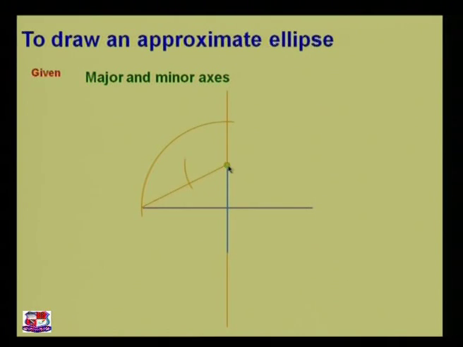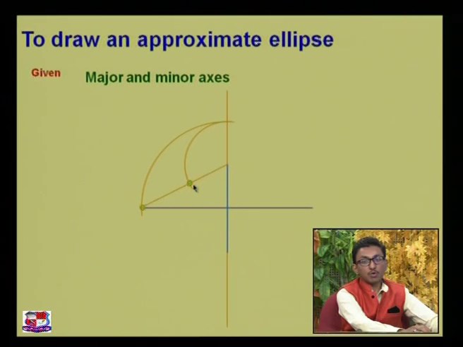Take center over here and draw an arc like this. Now what have you got? You have got the midpoint of this line. Now what are you going to do? You will bisect this line.